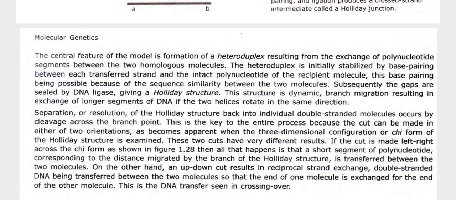So the general feature of the model is formation of a heteroduplex resulting from the exchange of polynucleotide segments between the two homologous molecules. The heteroduplex is initially synthesized by base pairing between each transferred strand and the intact polynucleotide of the recipient molecule, this base pairing being possible because of the sequence similarity between the two molecules. Subsequently, the gaps are sealed by DNA ligase, giving a Holliday structure. This structure is dynamic, branch migration resulting in exchange of longer segments of DNA if the two helices rotate in the same direction.